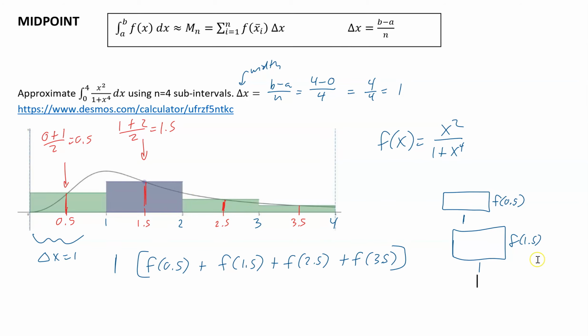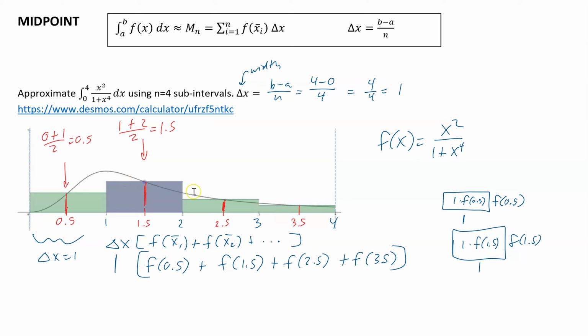So if we were going to add all of these up, it'd be length times width, right? This is just 1 times f of 0.5. This is 1 times f of. They're all being multiplied by the width. So that's where your delta x comes in, right in front here. So it's always going to be delta x times all of your little points, all the way to the end. So all you have to do is find the heights at the midpoint, add them all up, and then multiply with 1.